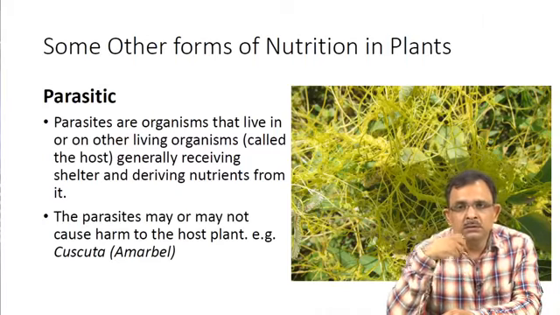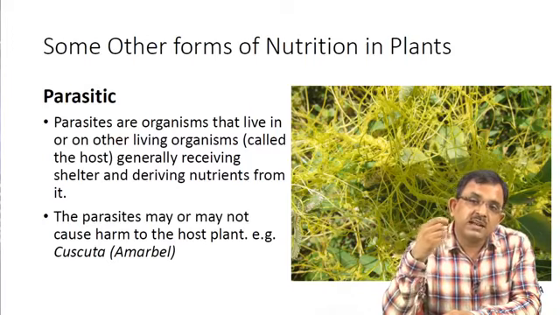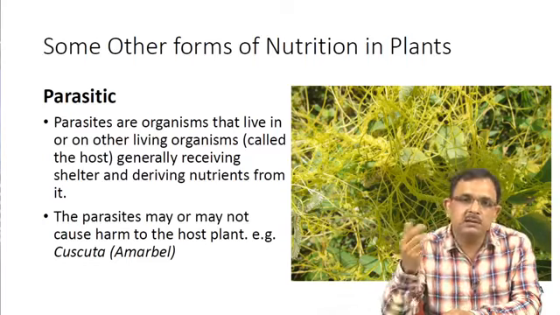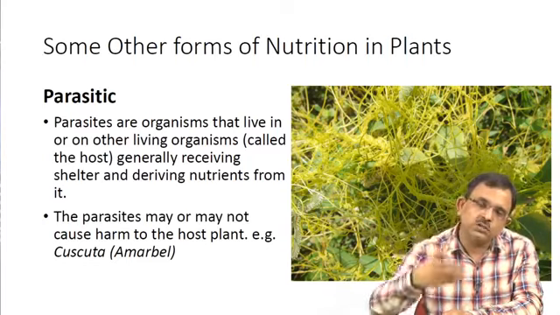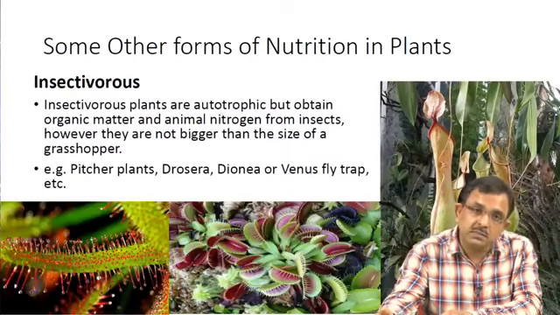But if you take an example of a parasite from plants, Cuscuta is a very good example. Amarvel, as it is generally called in common language in India, grows on other plants. So such plants are called parasitic plants.